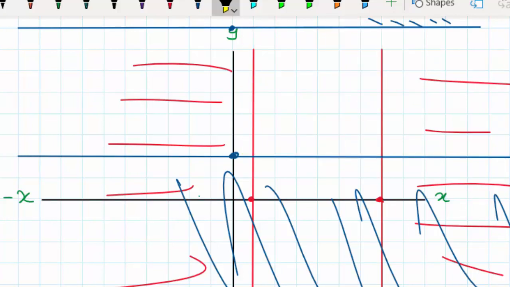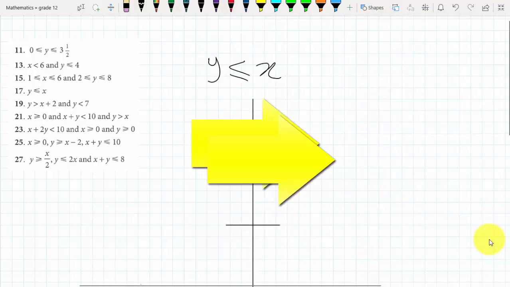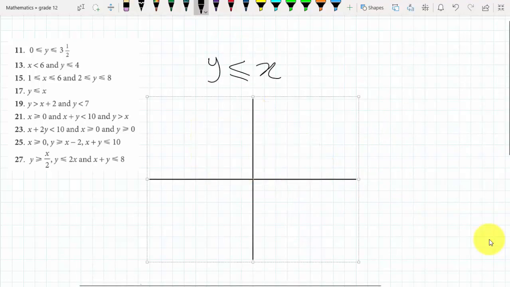17 is x greater than or equal to y. So it will be draw an xy axis, and the line that represents x is equal to y passes through the middle of the xy axis, because this point is 1, 1.